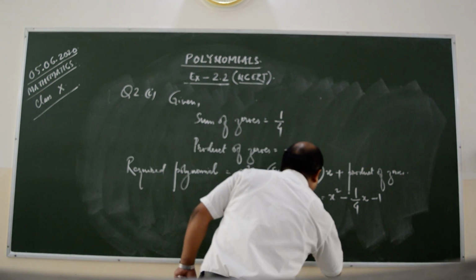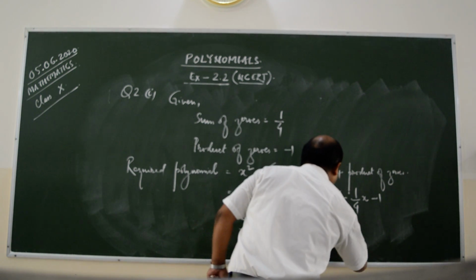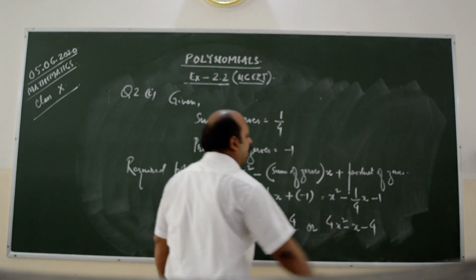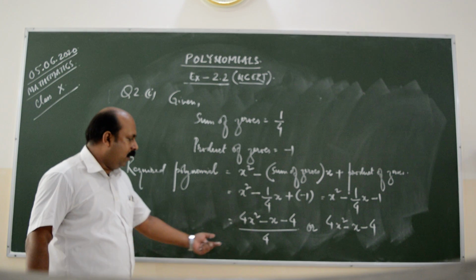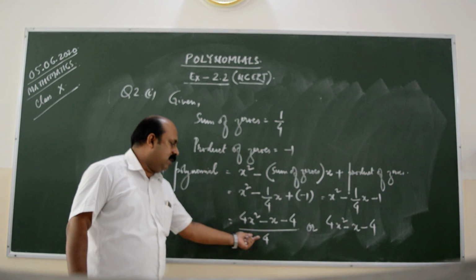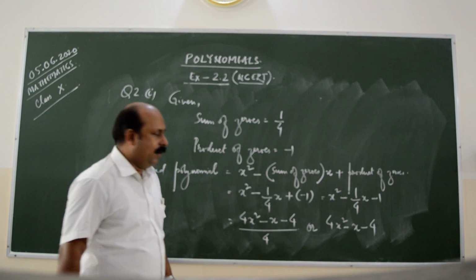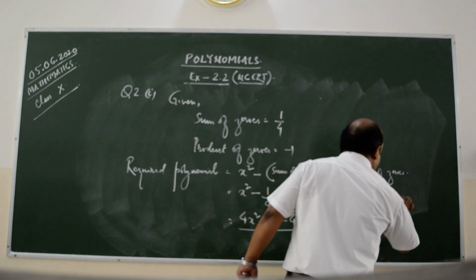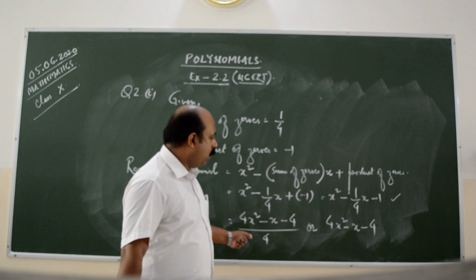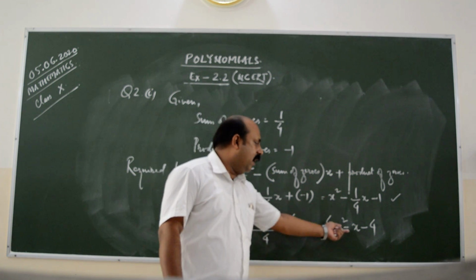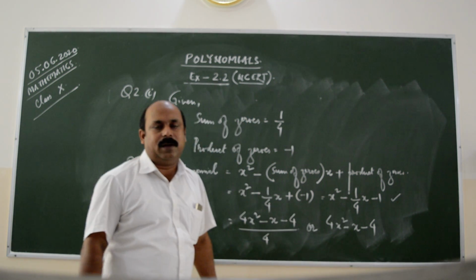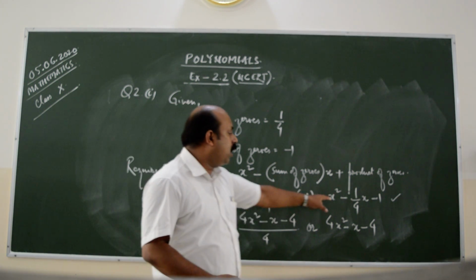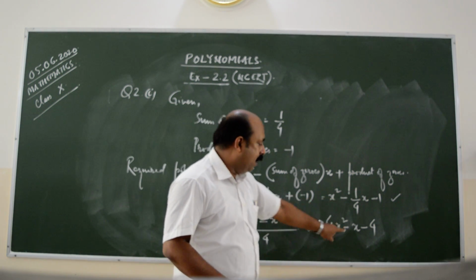or we can say 4x square minus x minus 4 can be considered as the required polynomial because we are not taking into consideration this constant. So this constant can be removed. You can leave the answer here also, there is no problem, or you can proceed and say that this can be the required polynomial. Because in some of the books you will find the answer is given in this form.